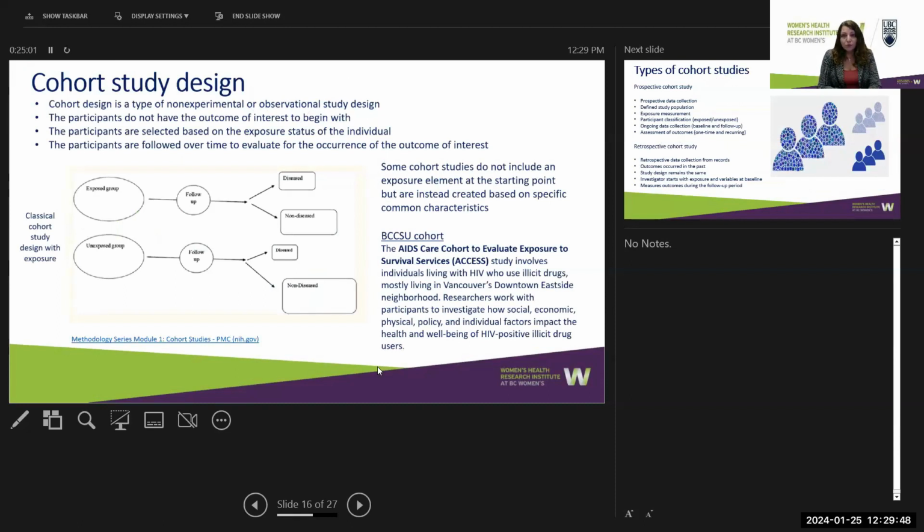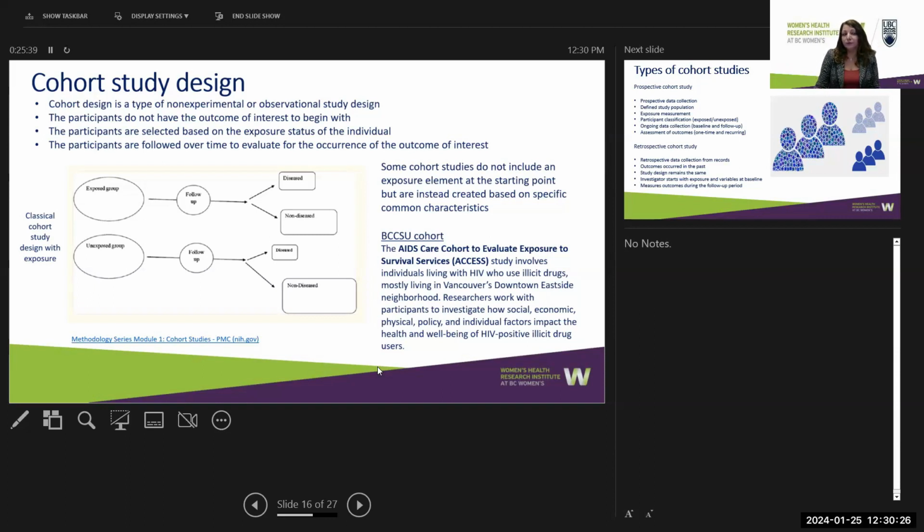Now, the additional important study that we have is the cohort study. Actually, this one is my favorite study. Cohort study design is not experimental. It is a type of non-experimental or observational study design where the participants do not have the outcome of interest to begin with, but we follow them up to see if they will have the outcome. The participants are selected based on the exposure status of the individual, but that's only in classical cohort study design.